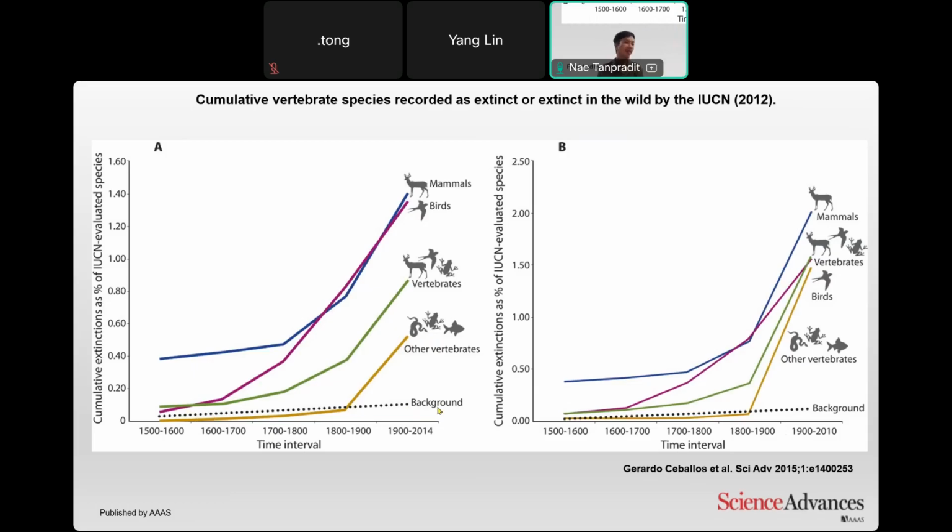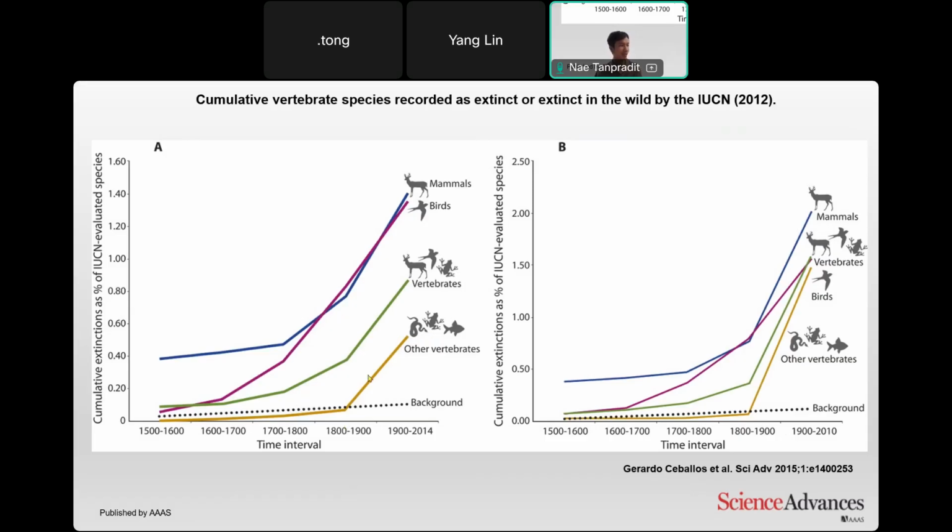Okay, the dotted lines here are the background. Background means that there's a background extinction level where humans don't intervene. But here, the colorful lines show the effect of development and many anthropogenic events.